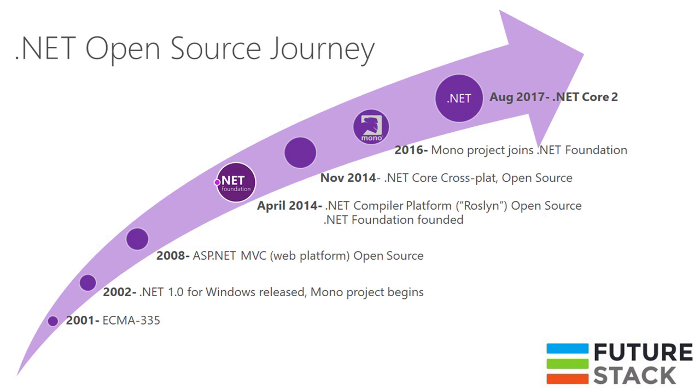Then April 2014, the compiler platform Roslyn came, and it's part of the .NET Foundation. Then November 2014, cross-platform open source .NET Core was released. Then in 2016 the Mono project joined the .NET Foundation, and finally in August 2017, .NET Core 2 was released. So this is the journey, and I'm sure you are shocked by open source and Microsoft. But of course it started long back, in 2001.